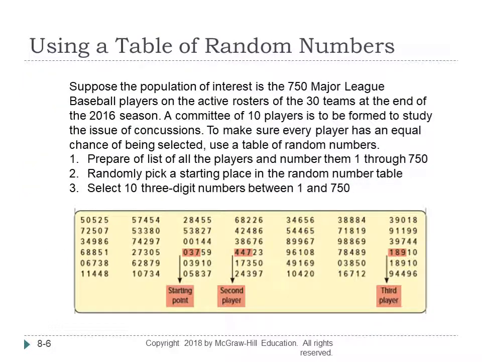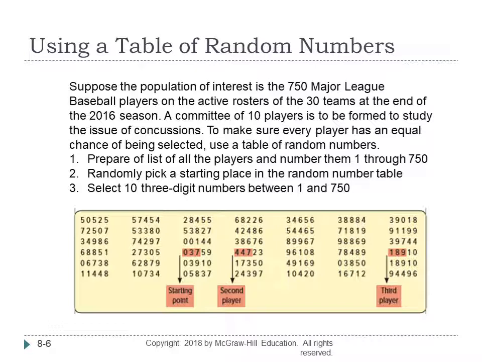Also another way to select a simple random sample is using tables. There are tables for random numbers. This same example of 750 players. We can select the committee again to make sure every player has equal chance. Use the tables of random numbers that we see in the slide.